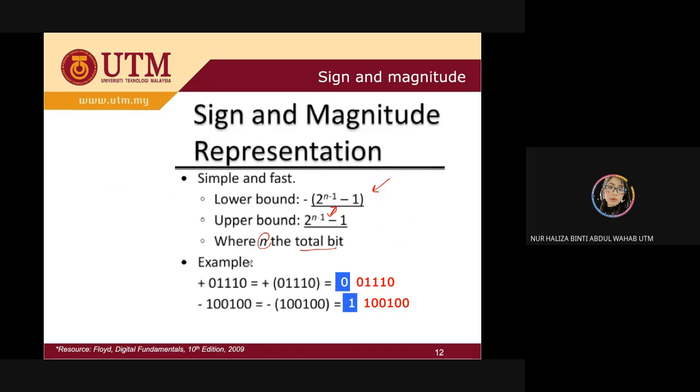For example, here it gives you a positive. Let's say this is your magnitude. You have positive, you need to put 0. And then negative, you need to put 1.